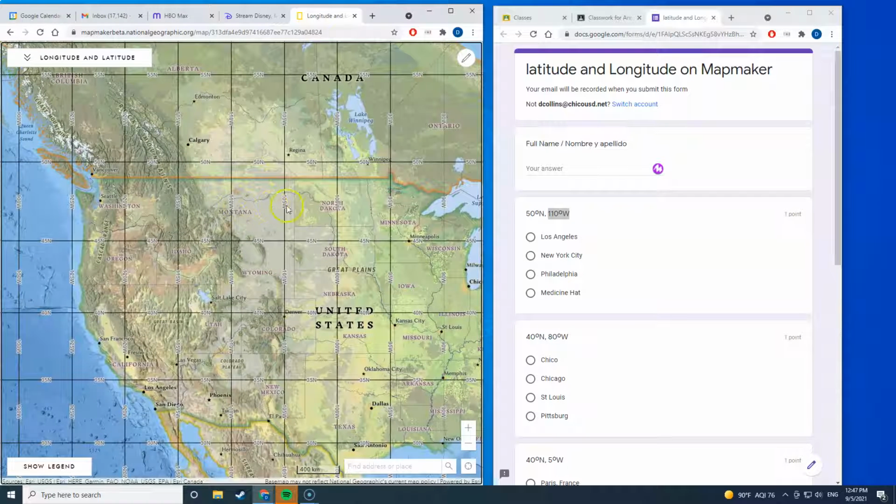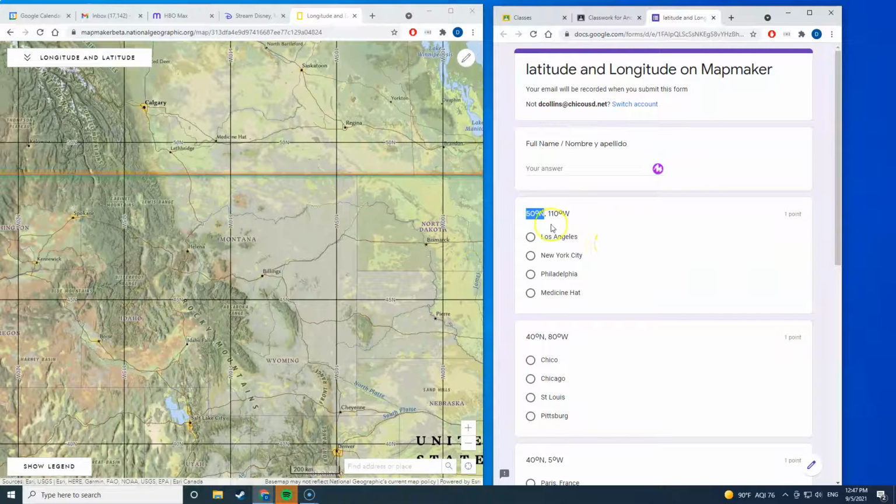So here's my 110, and we started off with the 50. Here's the 50 line. So where those two meet, right here, this is exactly where we're looking for. So let's zoom in a little bit. Our choices are Los Angeles, New York City, Philadelphia, or Medicine Hat. So I see Medicine Hat right here.